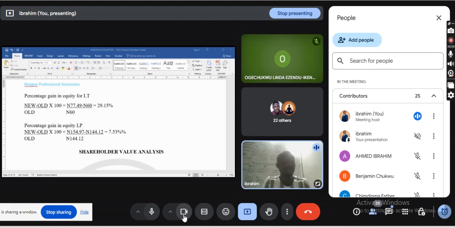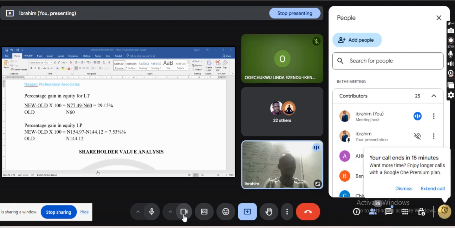So don't forget that the drivers are all components that we use to determine our free cash flow. Don't forget all this. When they mention using shareholder value analysis, either they say, okay, calculate the equity per share using shareholder value analysis, right?